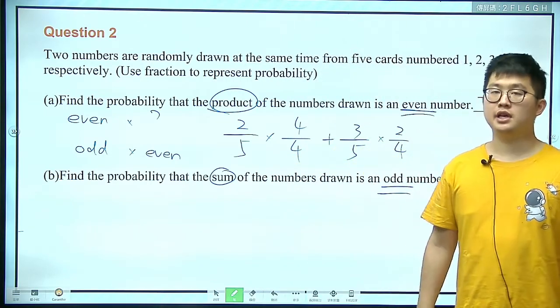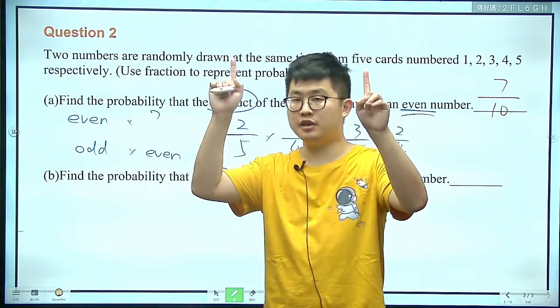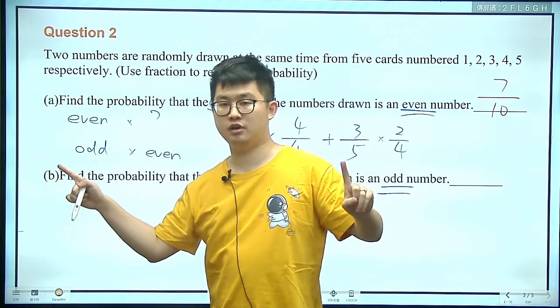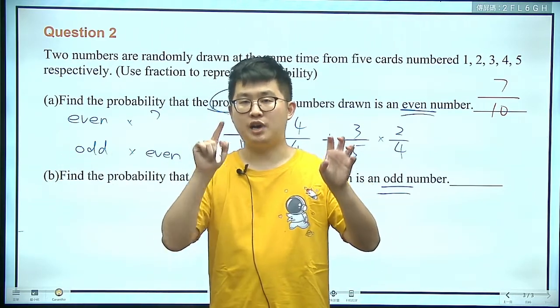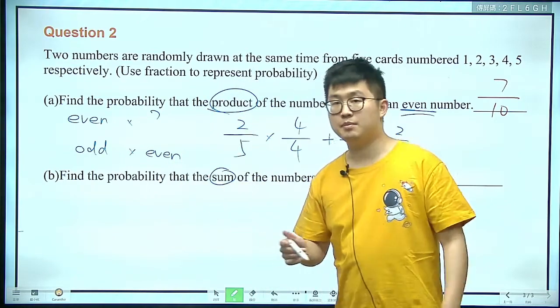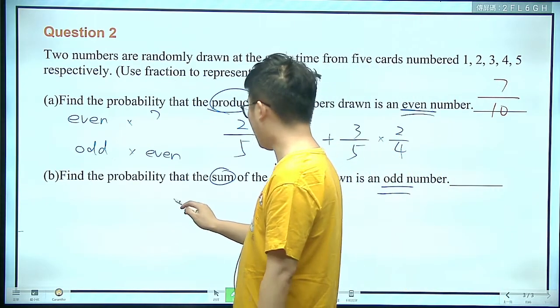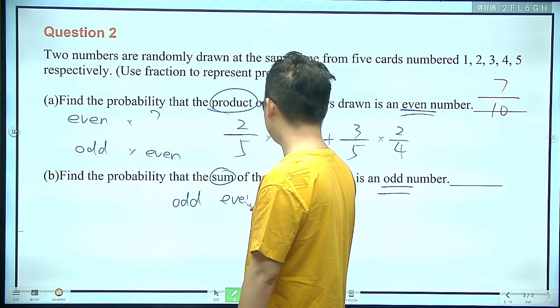Now, the second question, we need to find the probability that the sum is an odd number. Now, think through this. Odd number plus odd number gets even number. Even number plus even number gets even number. So only when an even number plus an odd number can the sum be an odd number, right? So we must draw one odd number and an even number.